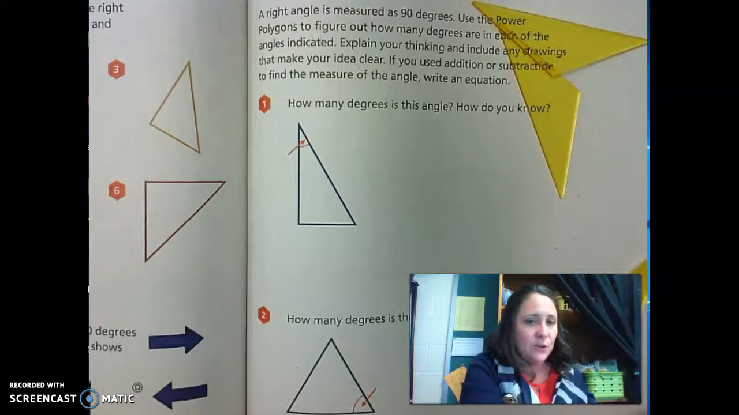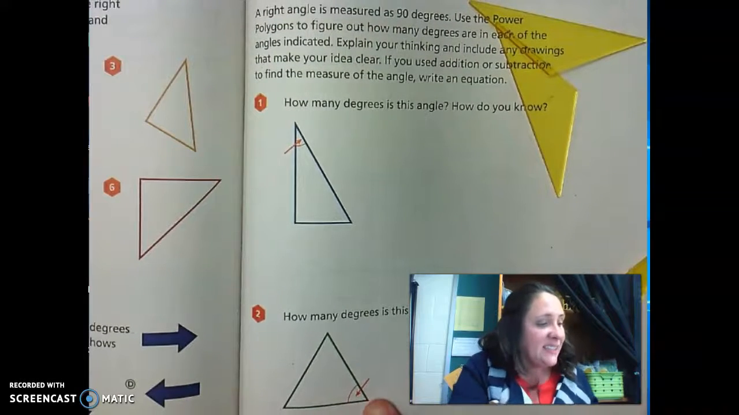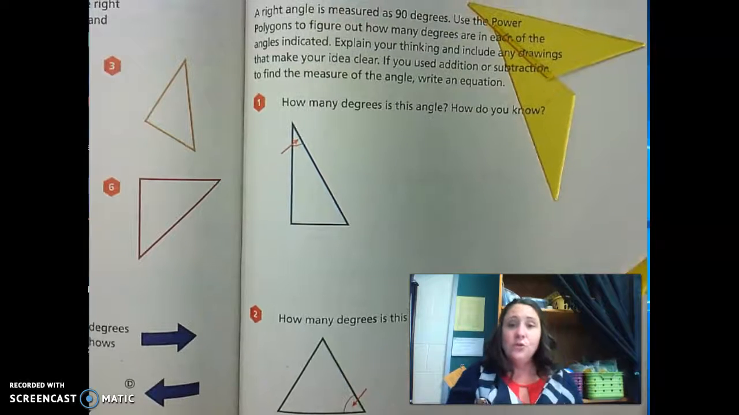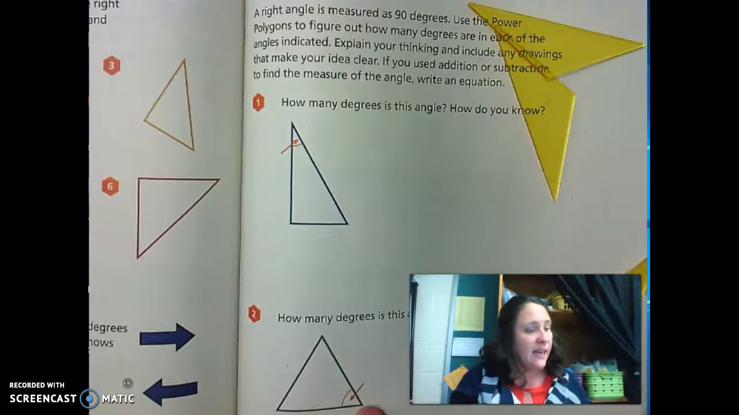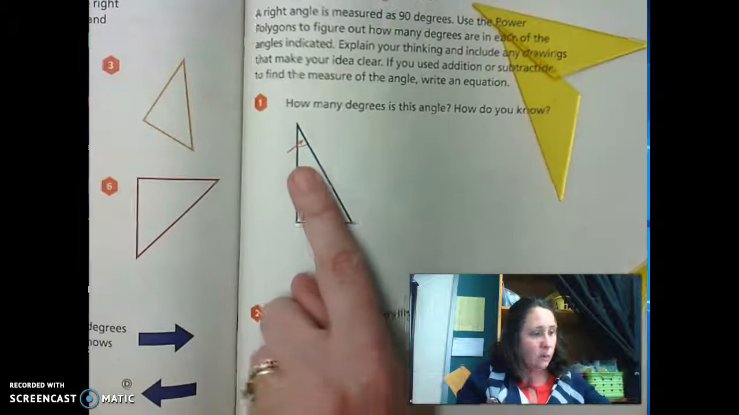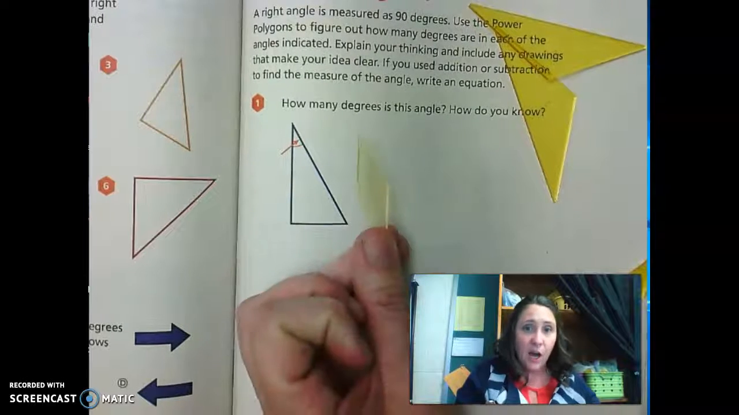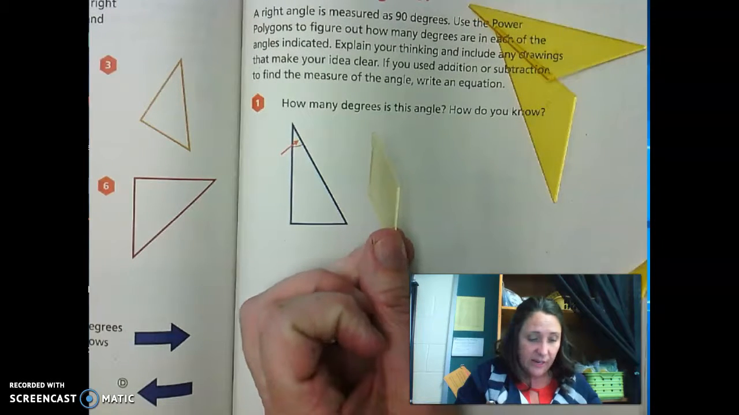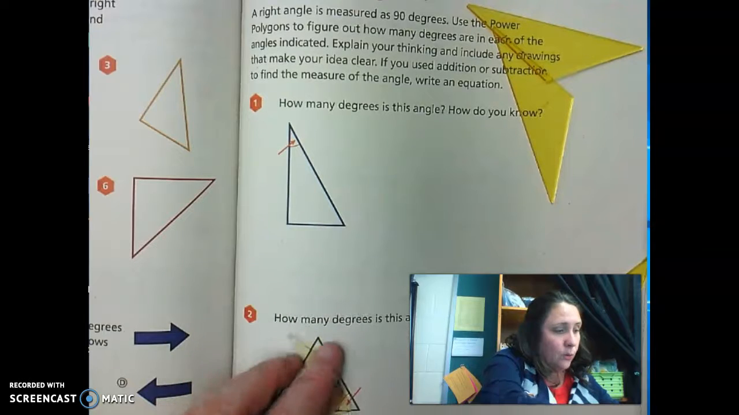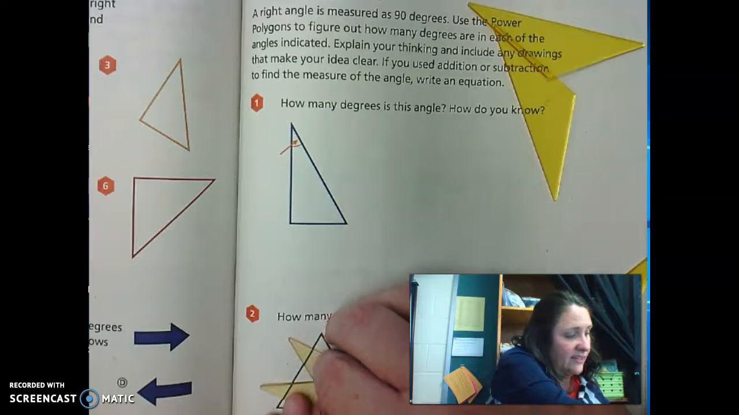Question number 2 wants to know, how many degrees is this angle? And how do you know? How do you know how many degrees is this angle right here? This is problem number 2 on your student activity book, page 211. Okay? So you may say, well, I know that when we solved problem number 1, the small angles in shape O are each 30 degrees. And 2 of these fit right here on this angle.